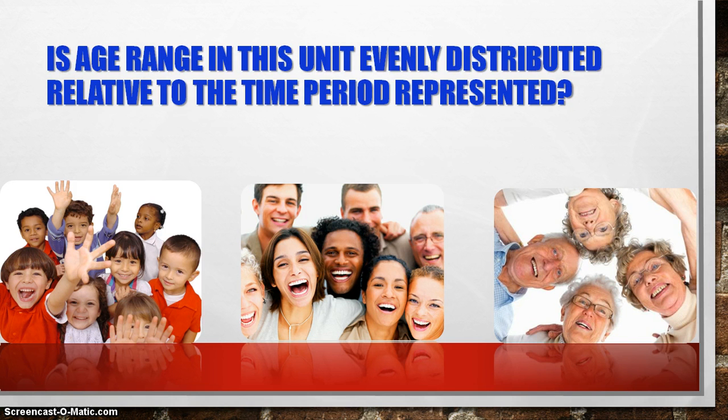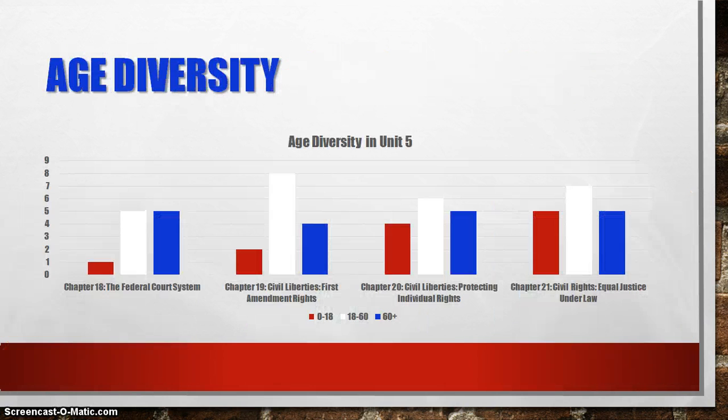The last diversity dimension I used to analyze diversity in this text was age range. The key question that I used for interpretation is, is age range in this unit evenly distributed relative to the time period represented? The indicators that I used to interpret these differences was basing illustrations in the text on pictures that represented people from ages 0 to 18, 18 to 60, and 60 and older. I classified these categories as children, middle-aged people, and older people. I used the bar graph to illustrate the data.